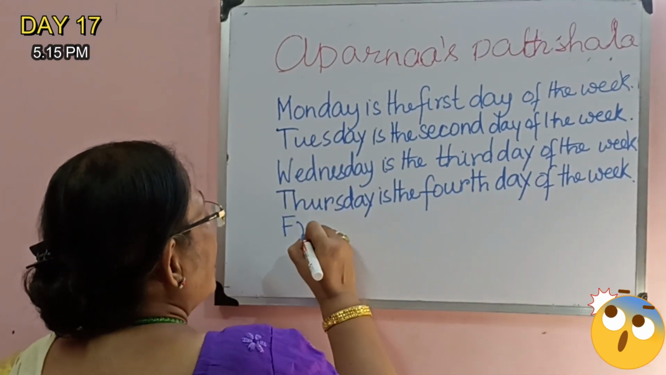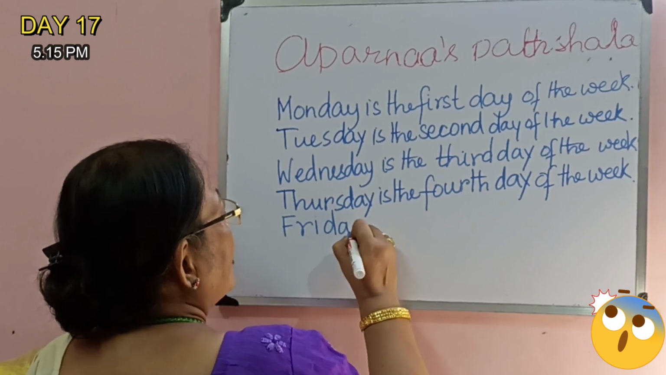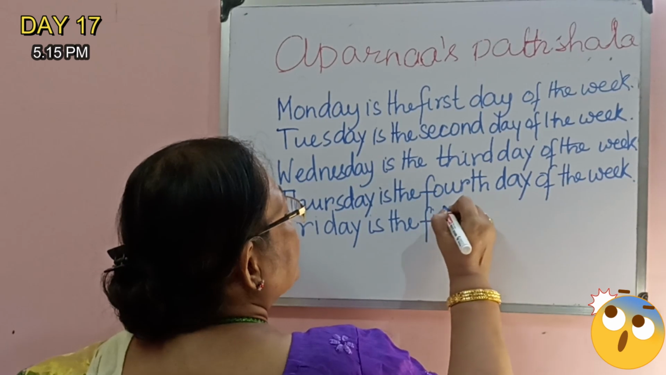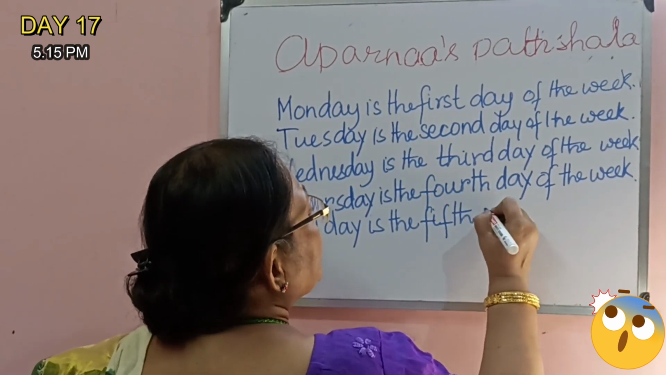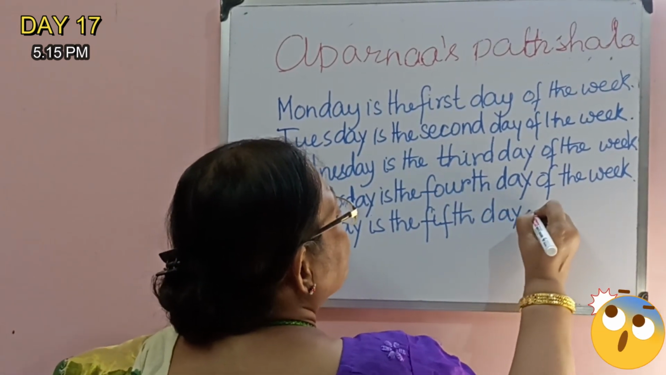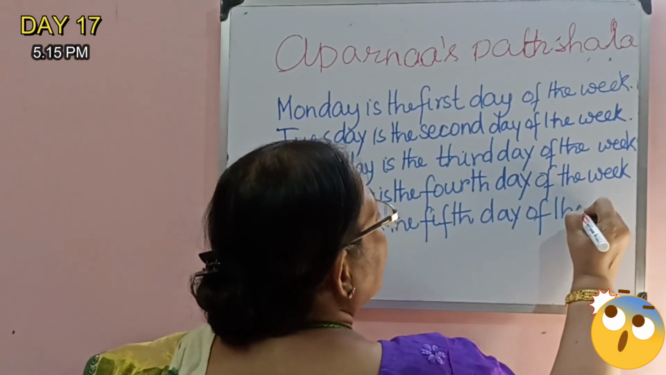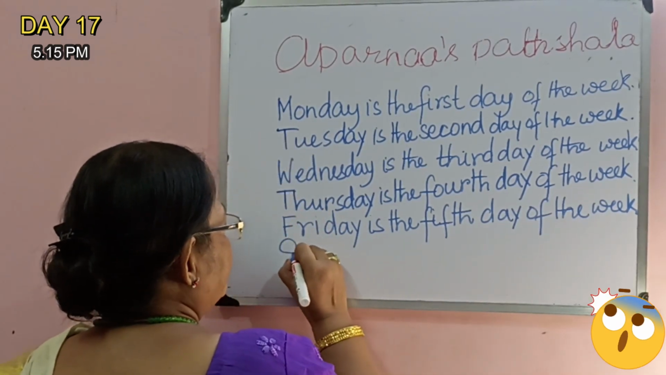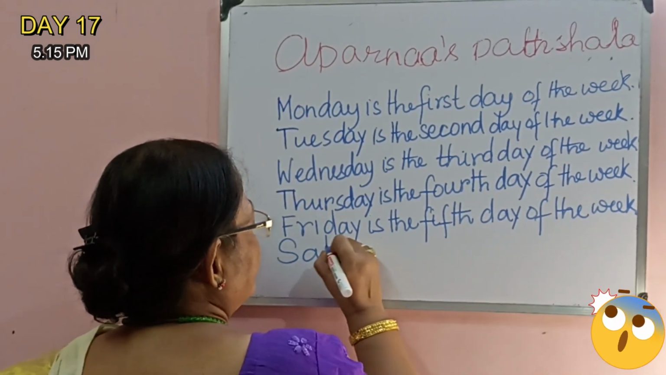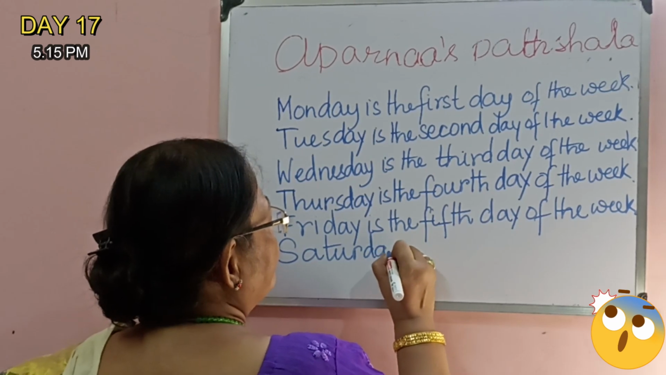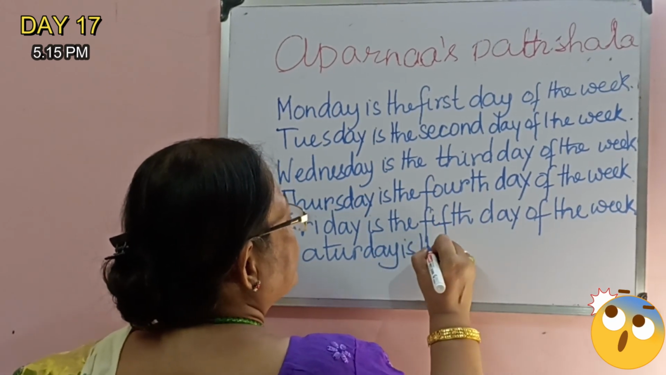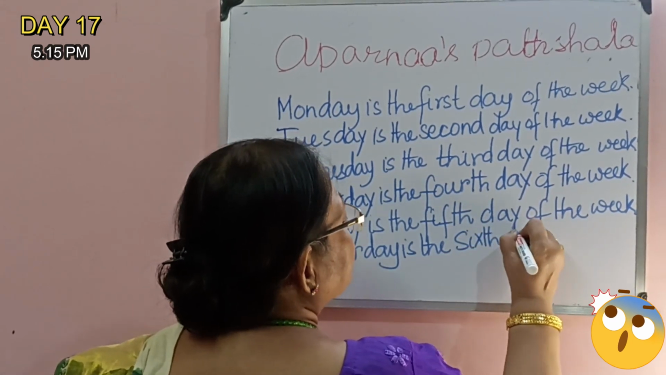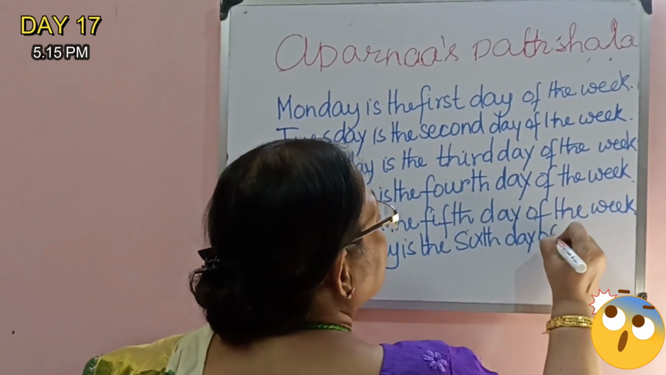Next comes Friday. Friday is the fifth, F-I-F-T-H. Fifth day of the week. Friday is the fifth day of the week. Then comes Saturday, S-A-T-U-R-D-A-Y. Saturday is the sixth, S-I-X-T-H. Sixth day of the week.